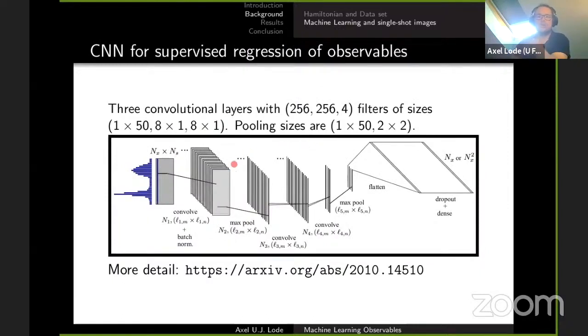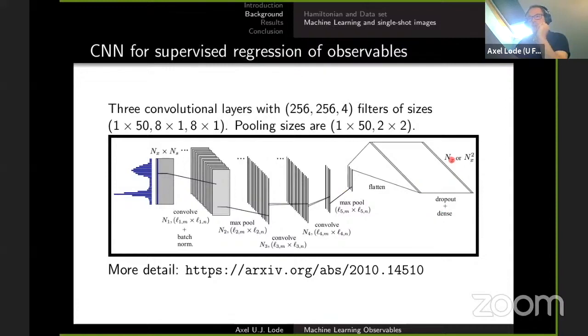And more formally, what we actually did is displayed here. So we stacked the single shot images of our ultracold atoms together to form an image. And then we applied like 3 different convolutional layers, and in between some pooling. For the details, I refer you to this preprint, which is hopefully going to be published soon.